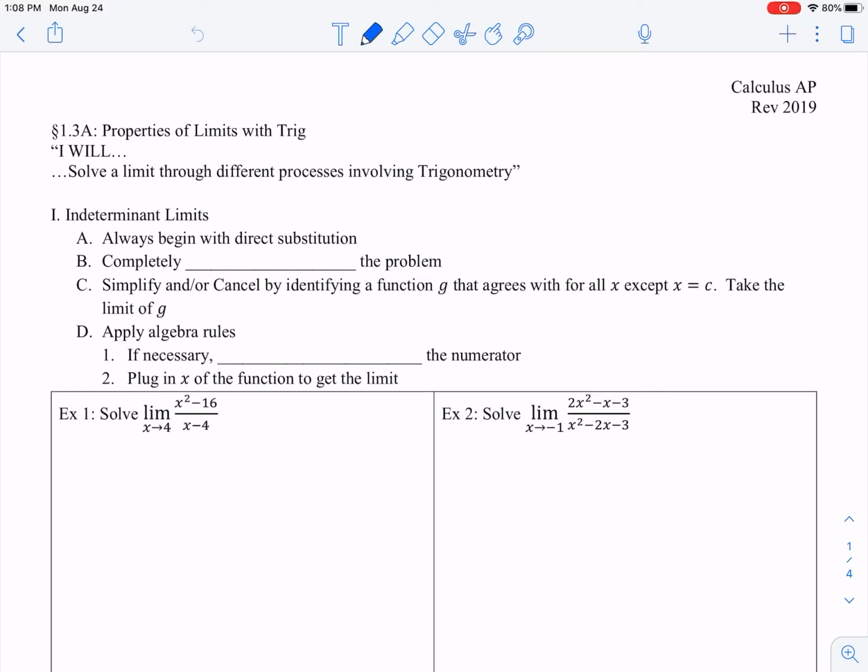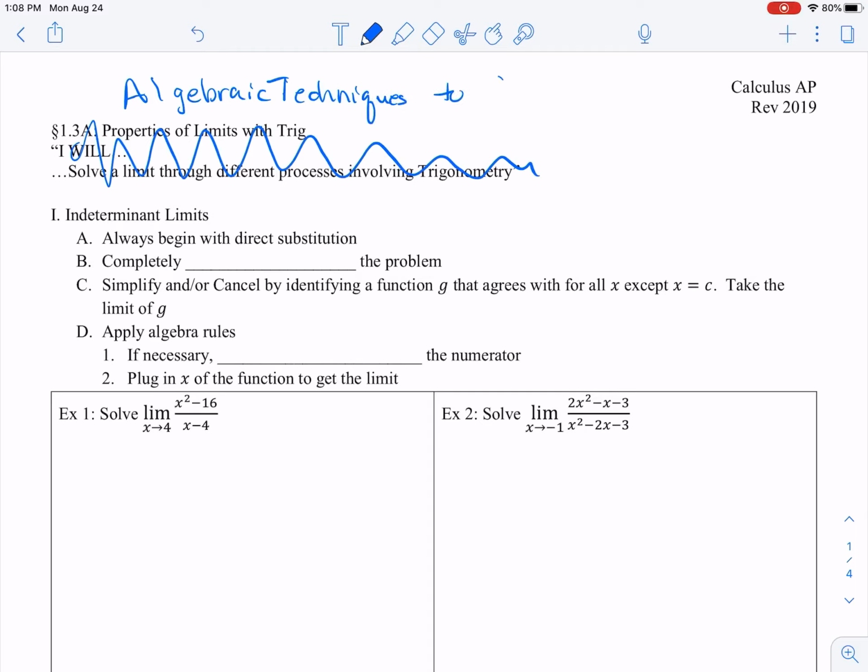Okay, we're going to continue on with our lesson on limits. First thing you do is you come in here and you cross out the title because it doesn't make sense and change it to algebraic techniques to find limits. I'm going to fix that next year.